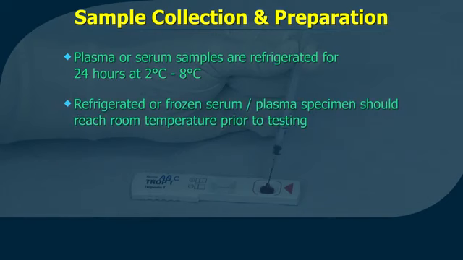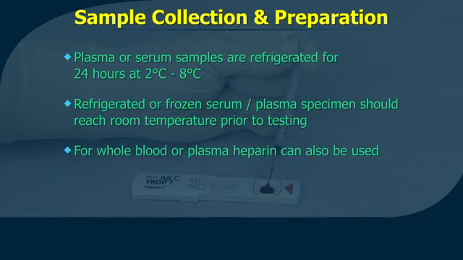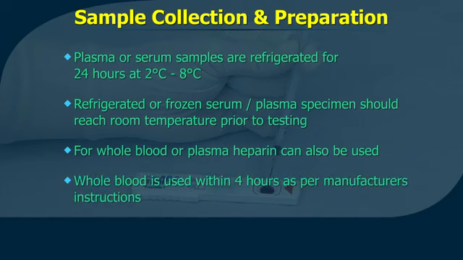Refrigerated or frozen serum or plasma specimens should reach room temperature and be homogeneous prior to testing. Whole blood or plasma samples using heparin as the anticoagulant can also be used. Whole blood samples should be used within 4 hours or as per manufacturer's instructions after collection. Variation may exist between manufacturers and at times from lot to lot, so it is important to read the manufacturer's instructions carefully before performing the test.